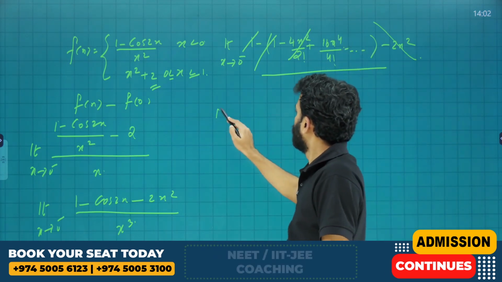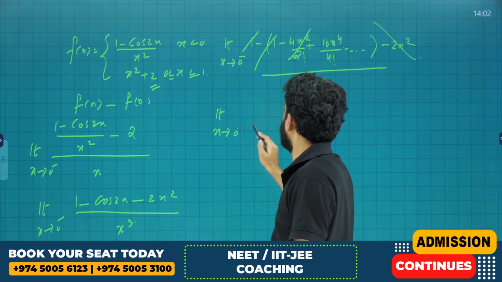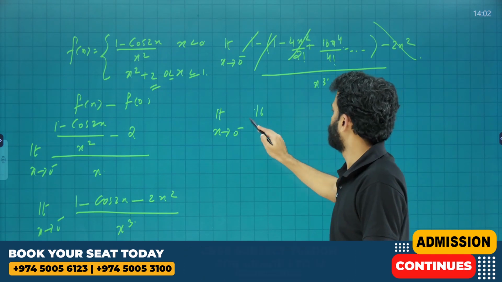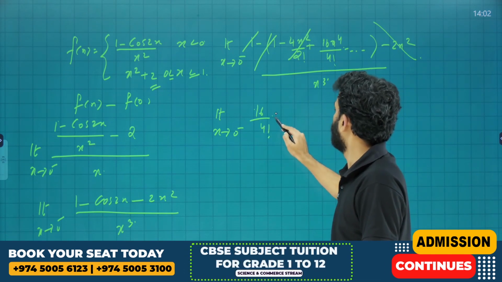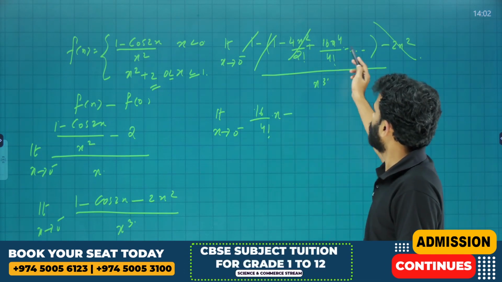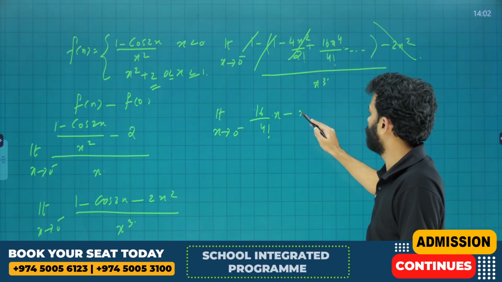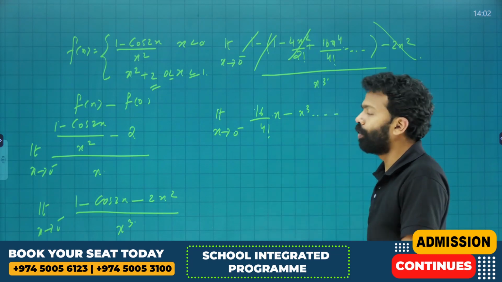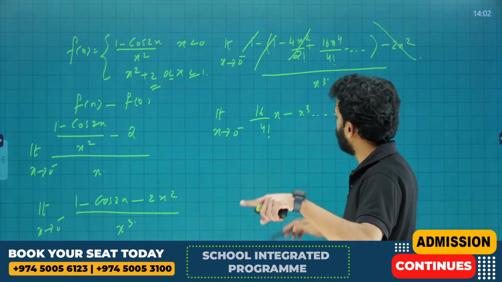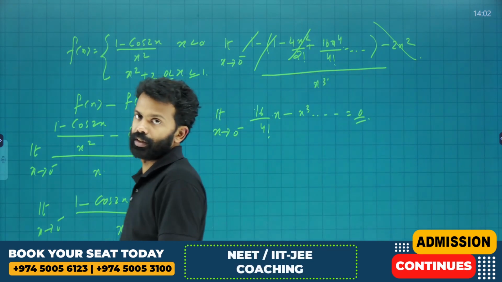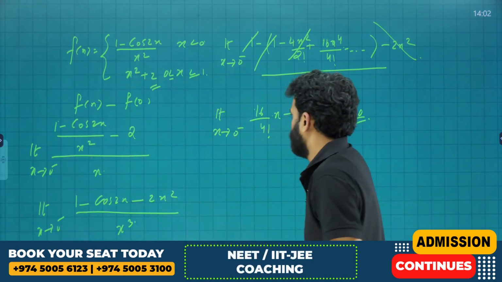Therefore, it will be like limit x tends to 0 minus. After dividing by x cube, we will get 16 by 4 factorial into x minus the next term, x raised to 6 divided by x cube, which gives x cube into something like that. Therefore all the terms will have x in them, so if you apply the limit, you will get 0. So what is the left hand derivative of this function? 0.